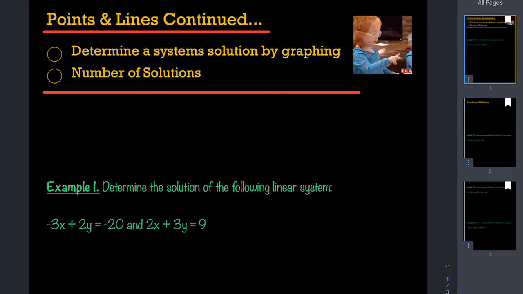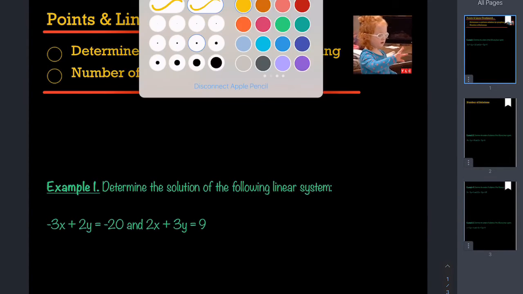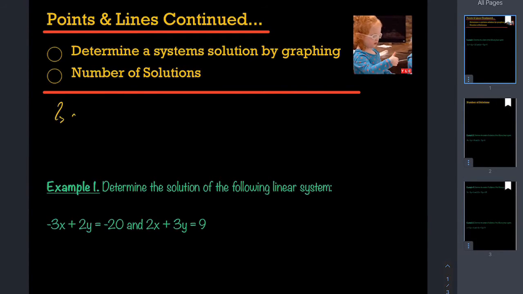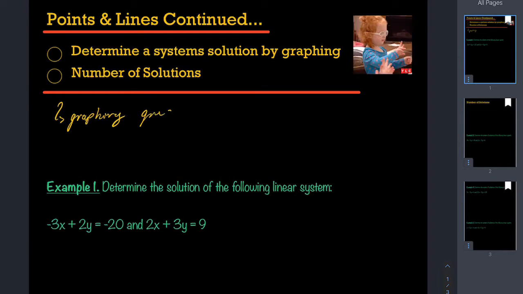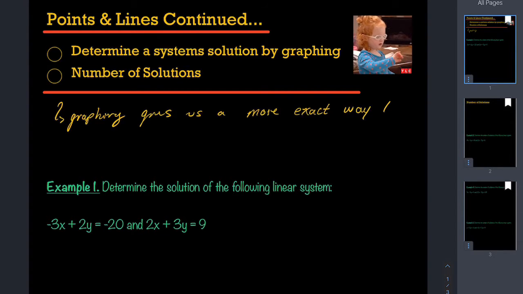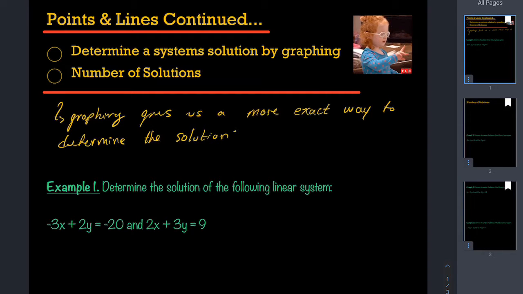So essentially graphing gives us a more exact way to determine the solution(s). And I'm going to put S in brackets here because it could be more than one solution for a linear system, right? For a linear system.